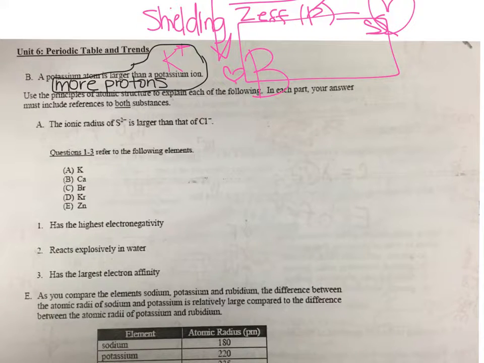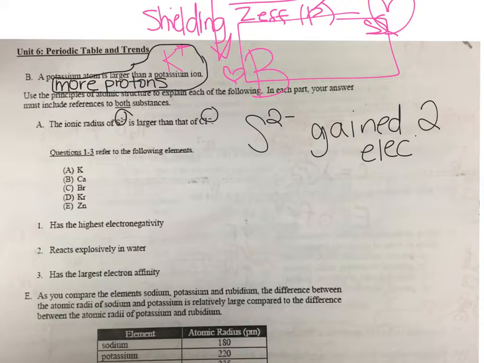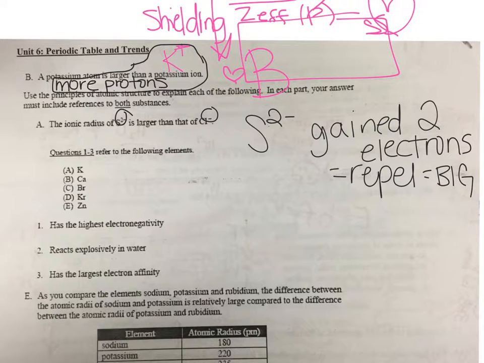All right. The ionic radius of S 2 minus is larger than that of Cl minus. What should stand out to you here? Which one gained more electrons? S. Okay? So S 2 minus gained 2 electrons. It's sulfur's anion. Okay, which is big. Gobbled up 2 more electrons.